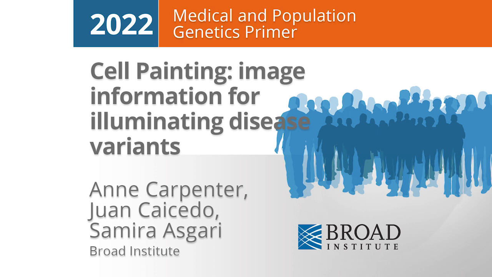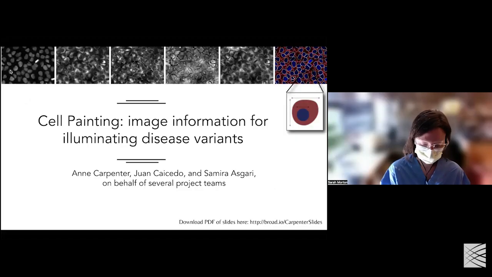The first is Dr. Ann Carpenter. She's an institute scientist and director of the imaging platform at Broad, where she focuses on extracting useful information from images using computational tools. Our second speaker will be Juan Caicedo, who is a Schmidt Fellow at the Broad, who specializes in machine learning for biology. And then finally, our third speaker will be Dr. Samira Asgari, who is an assistant professor at the Institute for Genomic Health in the Icahn School of Medicine at Mount Sinai. Her work focuses on identifying variants underlying complex traits and understanding their function.